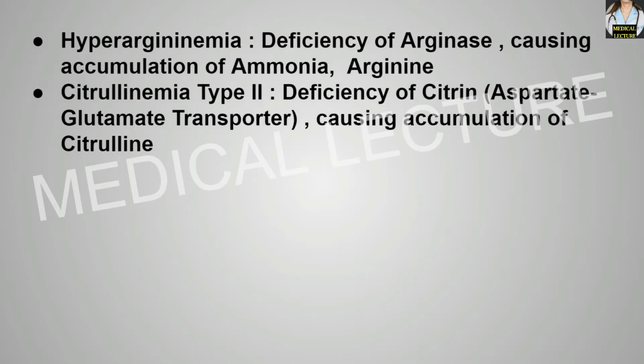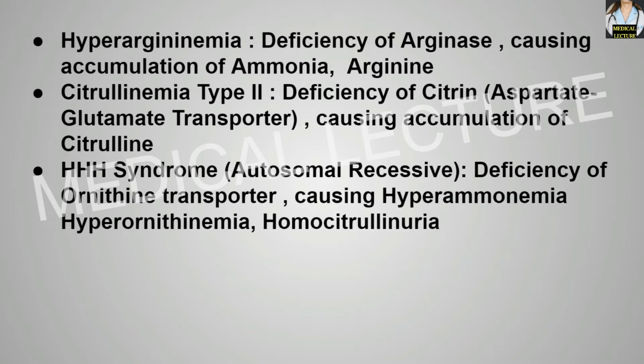Citrullinemia type 2 disease, over here there is deficiency of the citrin, that is the aspartate glutamate transporter, causing accumulation of the citrulline. Triple H syndrome, it is an autosomal recessive disorder due to deficiency of the ornithine transporter causing hyperammonemia, hyperornithinemia and the homocitrullinuria.